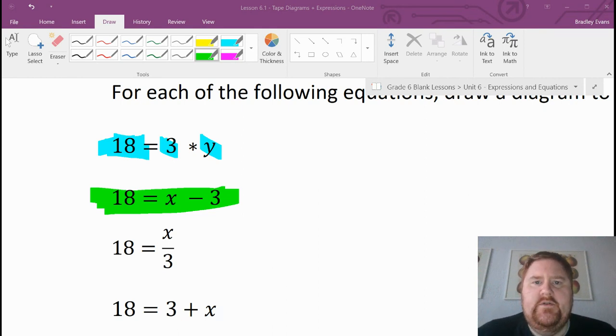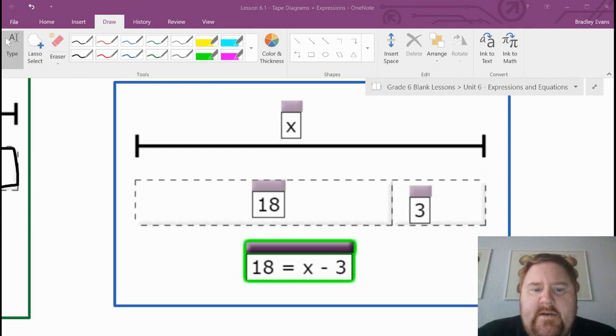Now I would like you to try that. 18 equals x take away 3. What would that look like as a tape diagram? Press pause and try. Okay, so your tape diagram should look something like mine. If we take a look closely, my equation was 18 equals, or is the same as, x minus 3.